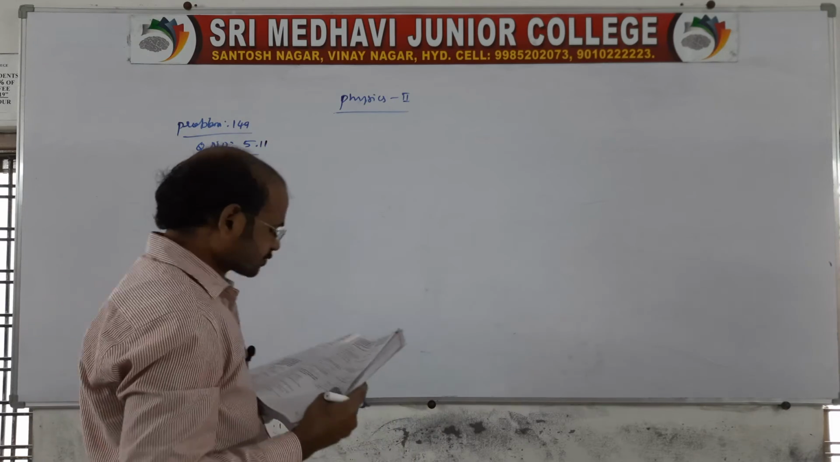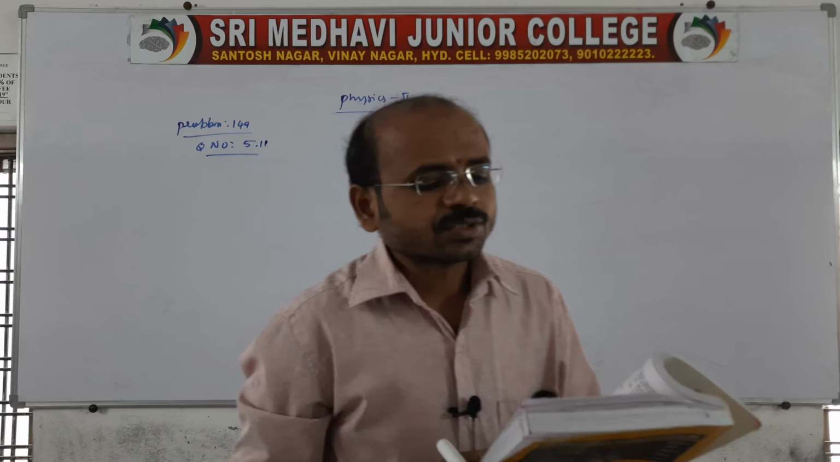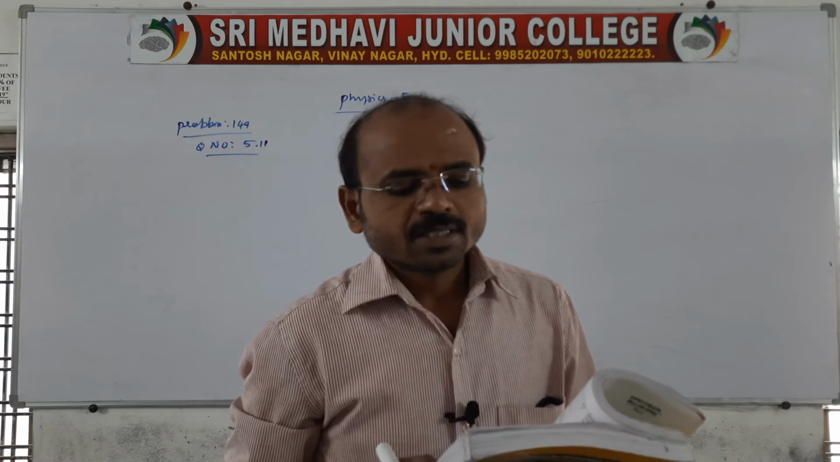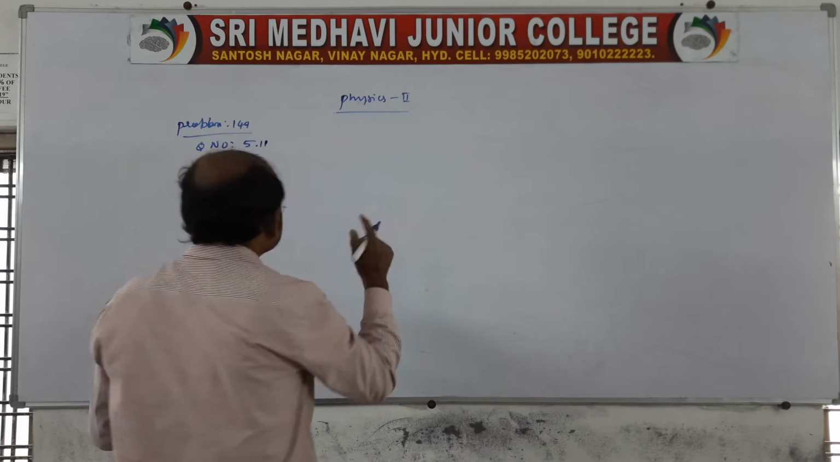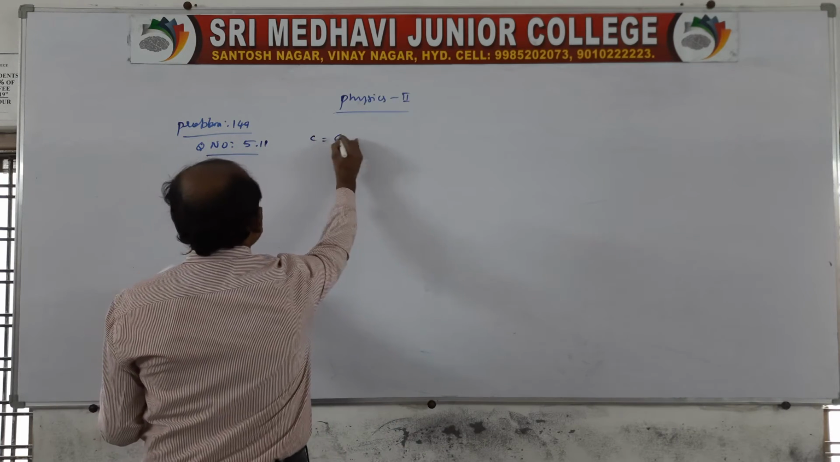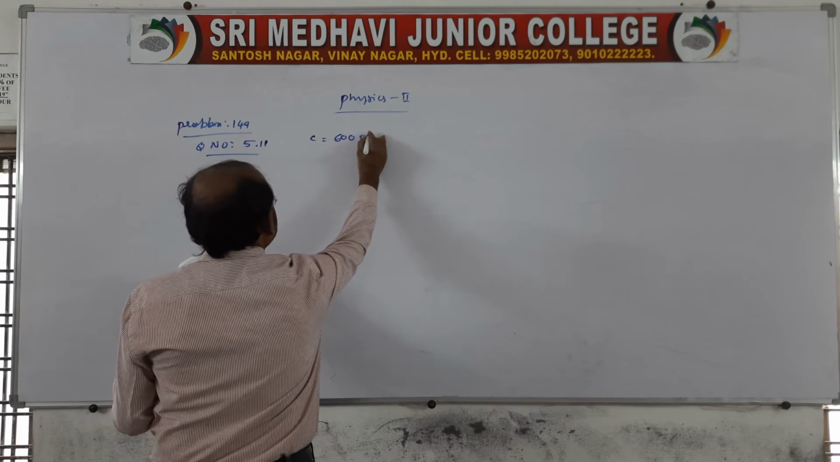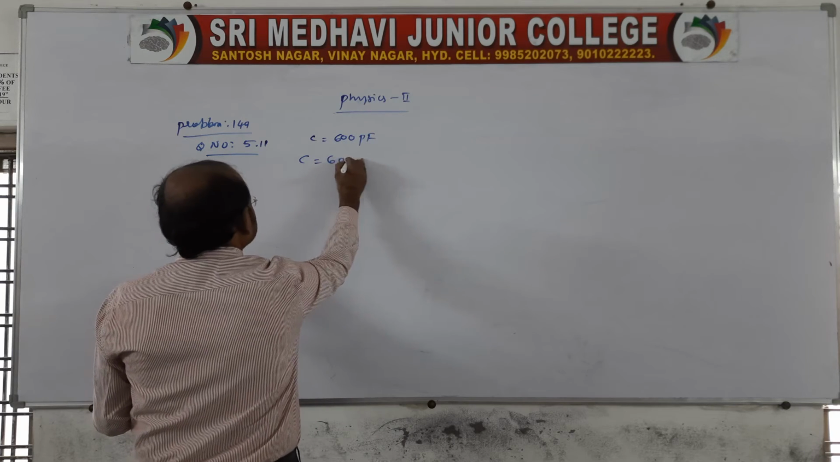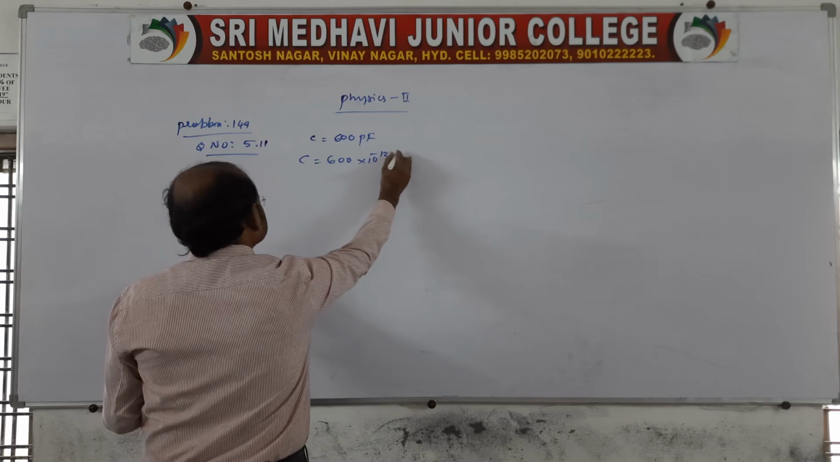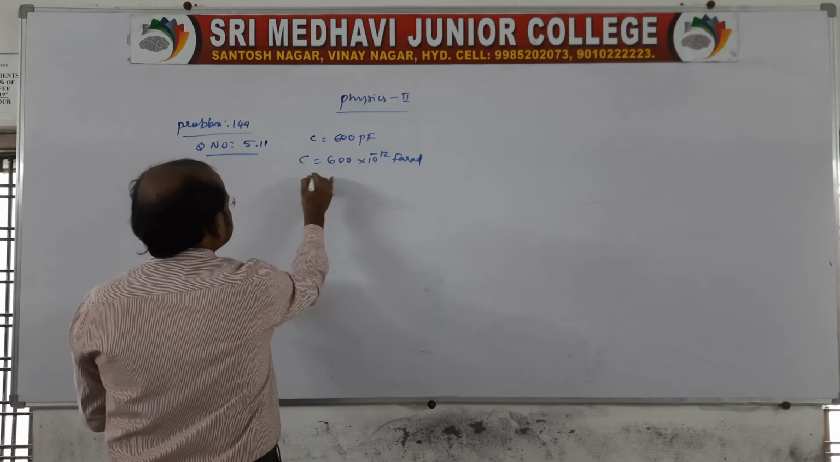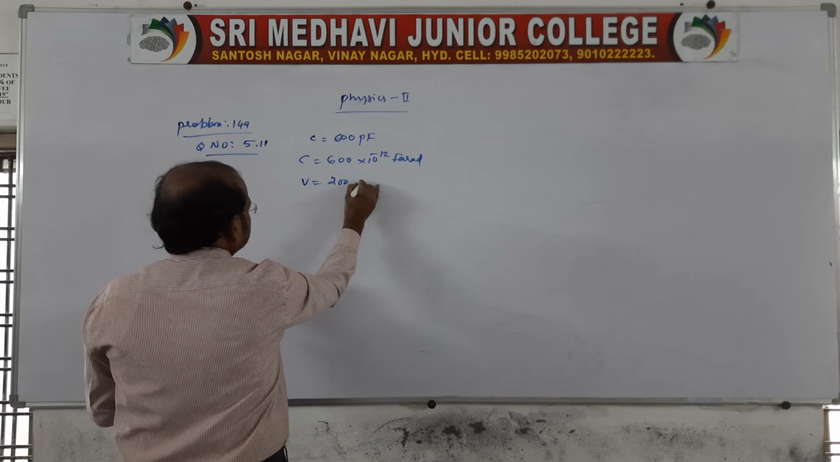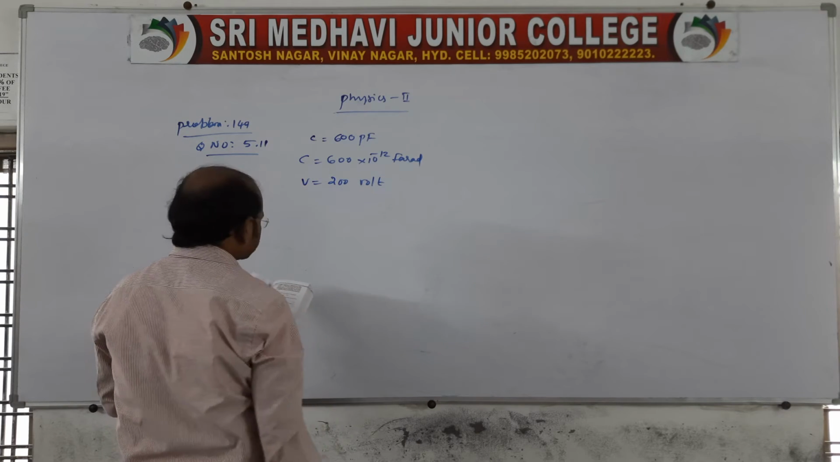Look at the question. A 600 pF capacitor is charged by a 200 V supply. You write C is equal to 600 pF, pico. Again you write 10 power minus 12 farad. And a battery supply is given, V is equal to 200 volt.